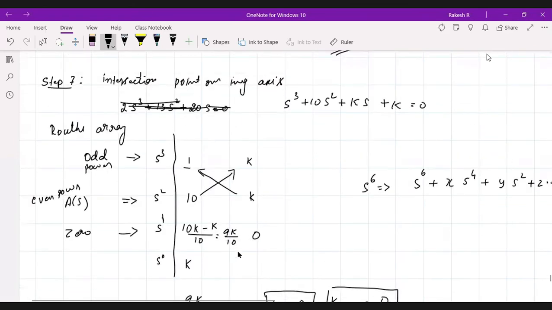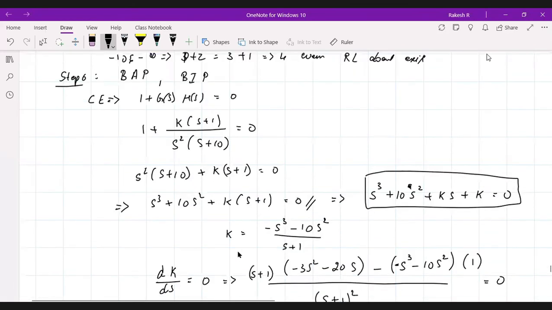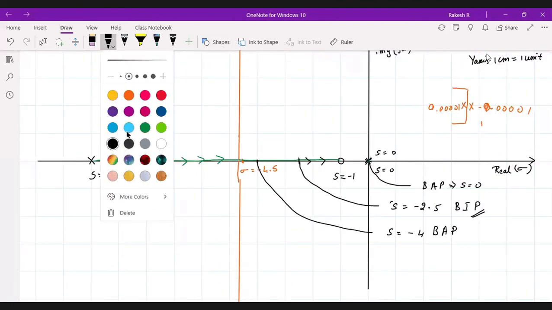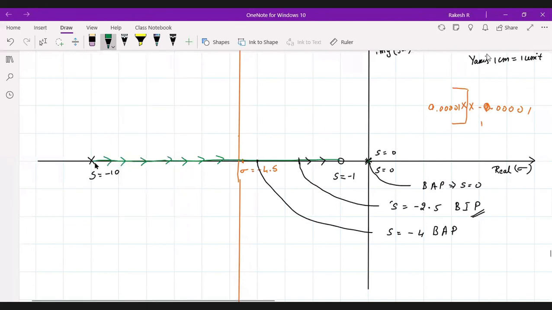Now, coming on to the graph, we have marked the breakaway point, break-in point and everything, but we have not plotted the graph. So we should plot it now. What we have told is that this is a starting point, that is s is equal to minus 10 is a starting point. It is coming like this. We got to know the root locus exists in between these two, that is s is equal to minus 10 and minus 1. Here the root locus is starting. Yes, it is correct. Now here we have a breakaway point, like this, right?